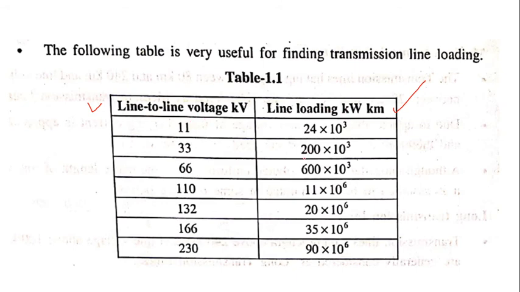So if our line loading is 200 into 10 raised to 3 kilowatt-kilometers, at that time we can easily select 33 kV as our line-to-line voltage. This is an important table whenever we calculate examples, so you can take a screenshot of this table or write it down in your notebooks.